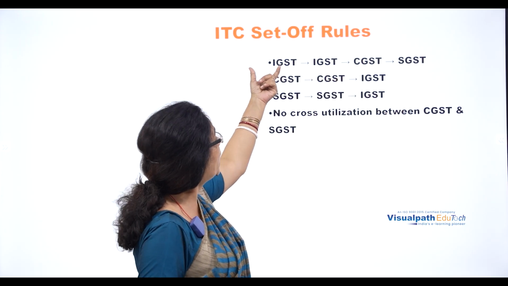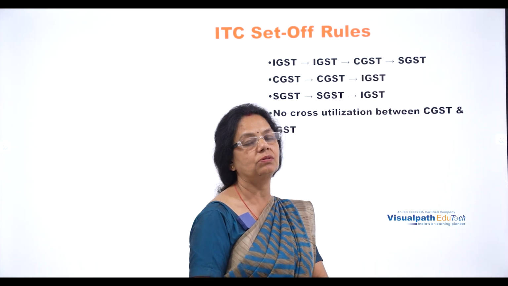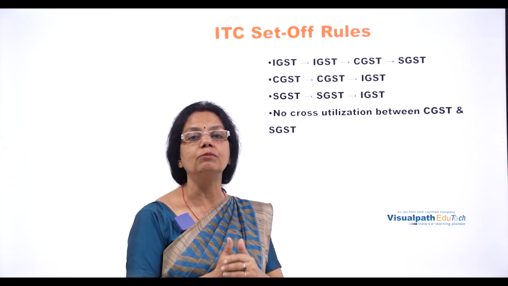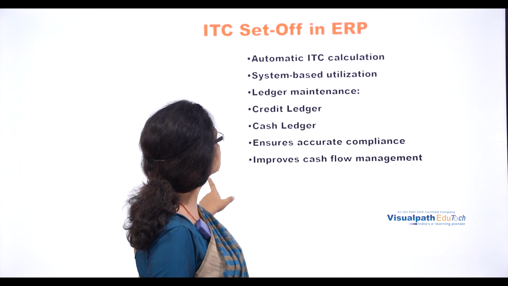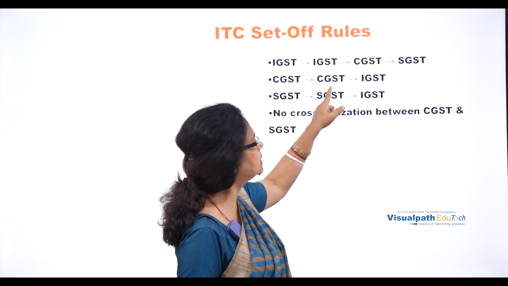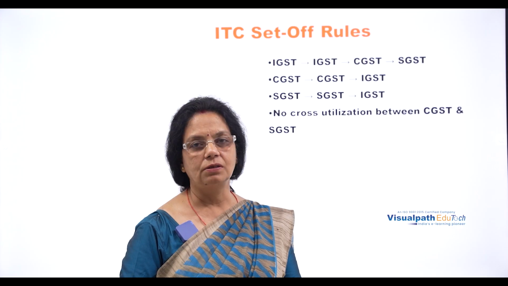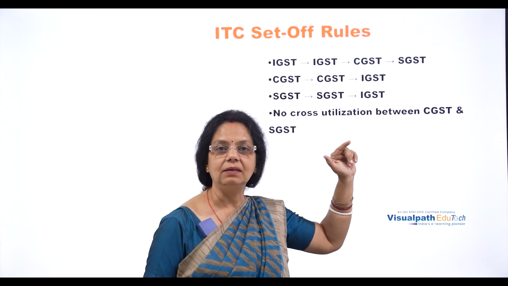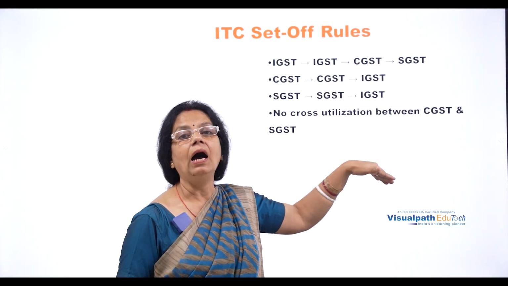So totally for IGST, it includes IGST also, CGST also, SGST also. So it is an integrated system where everything comes together. But in case of the CGST, only CGST as well as IGST comes. In case of SGST, SGST and IGST comes. But in the integrated system, everything comes together. In all these cases, ITC sets certain rules. This is actually rules set by the ITC.